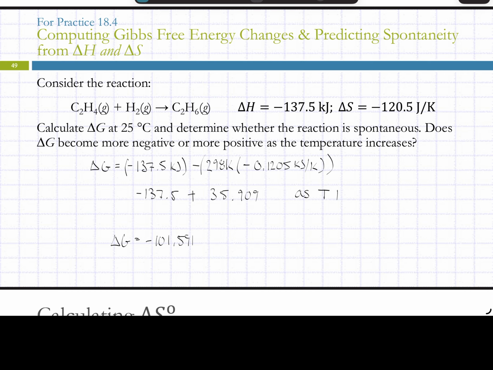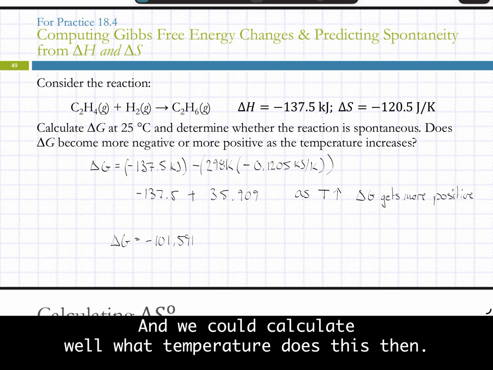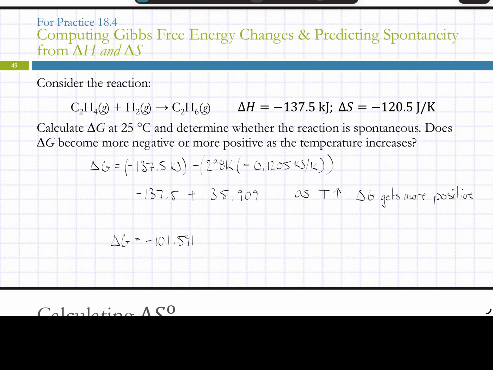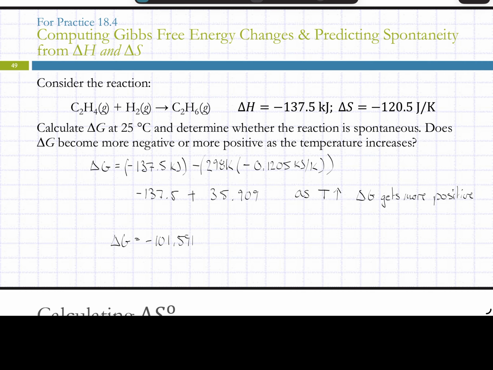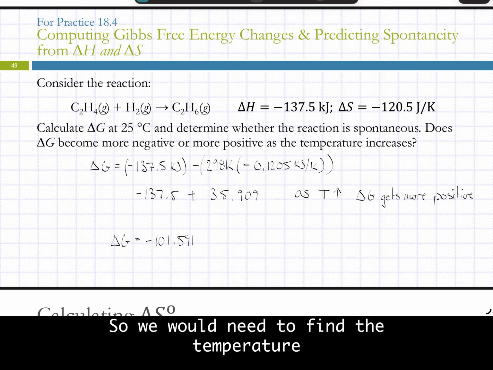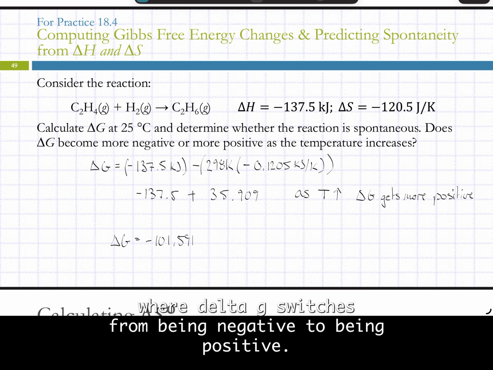So as temperature increases, delta G gets more positive. And we could calculate, well, what temperature does this? Because right now we've got a negative delta G overall, but there's a temperature at which it'll stop being spontaneous. So we would need to find the temperature where delta G switches from being negative to being positive.